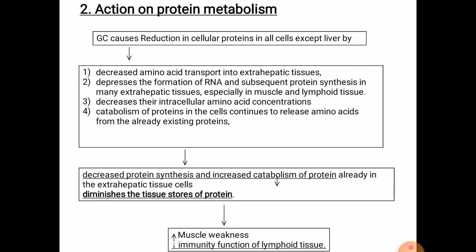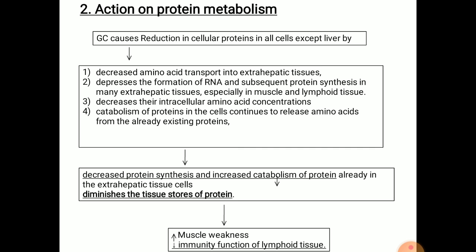Now, action on protein metabolism. The glucocorticoid causes a reduction in the cellular protein in all the cells except the liver, through various mechanisms. First one, decreased amino acid transport into the extrahepatic tissue. Second, it depresses the formation of RNA and subsequent protein synthesis in many extrahepatic tissues, especially muscle and lymphoid tissue. Third one, decreased intracellular amino acid concentration, and fourth one, catabolism of protein in the cell continues to release amino acids from already existing protein under the effect of the glucocorticoid.